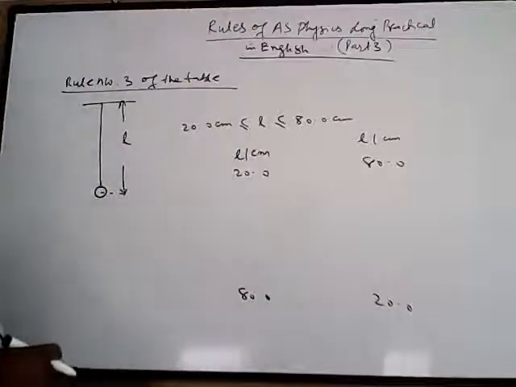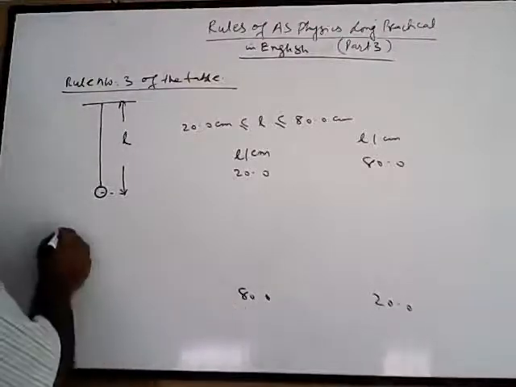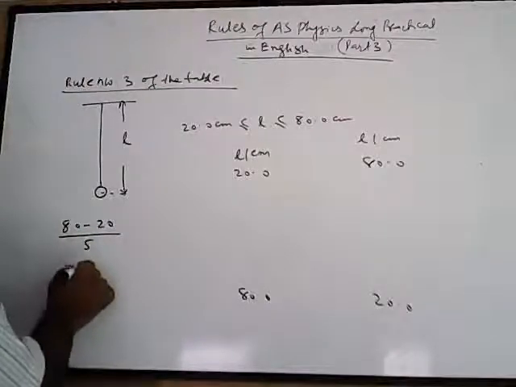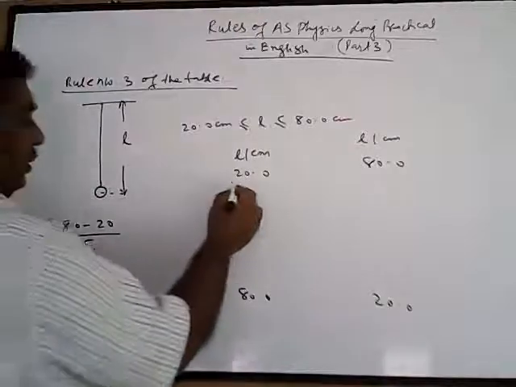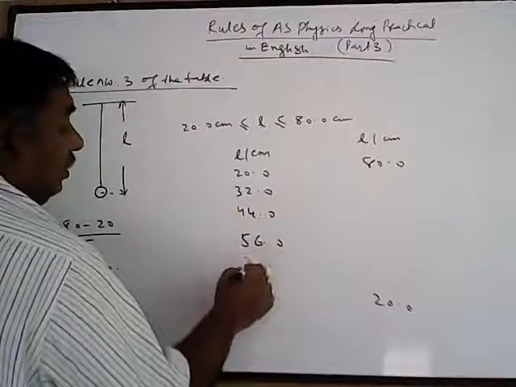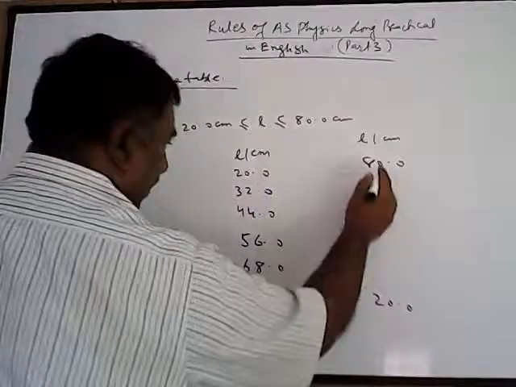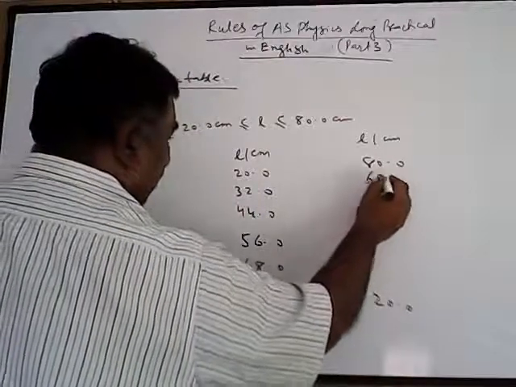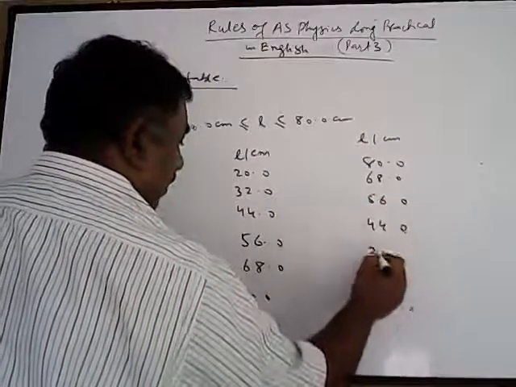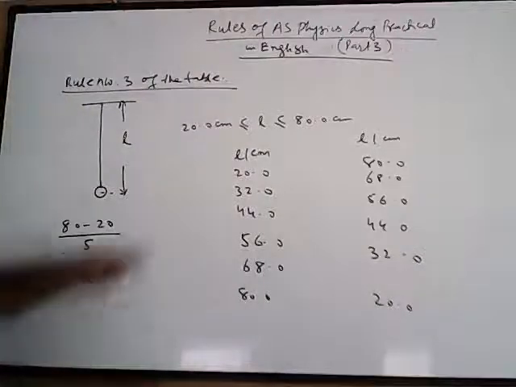Now the second part is how to get the equal intervals. The equal interval is the maximum 80 minus 20, divided by 5. So it is 12 centimeter interval. So the values are 20.0, 32.0, 44.0, 56.0, 68.0, 80.0. Or in the second way, subtracting 12 each time: 80.0, 68.0, 56.0, 44.0, 32.0, 20.0.